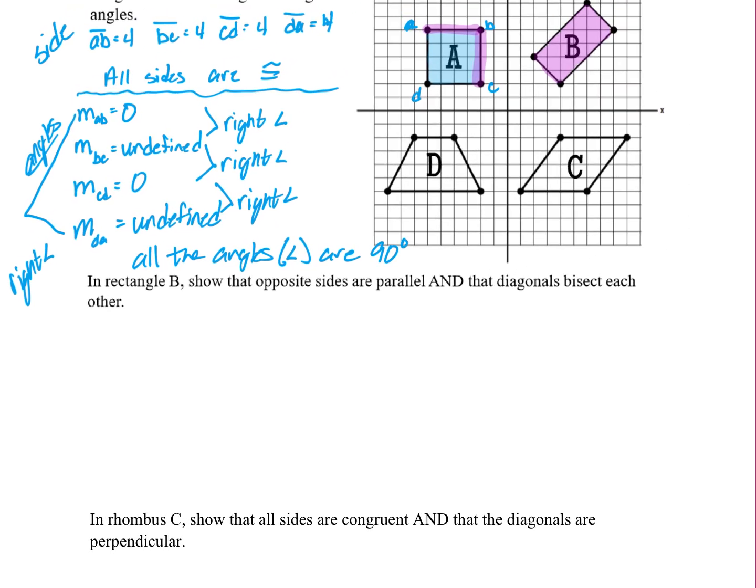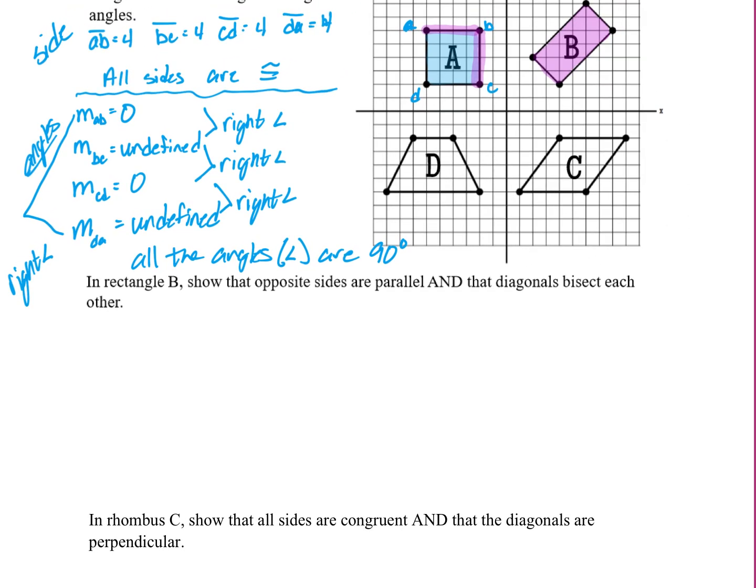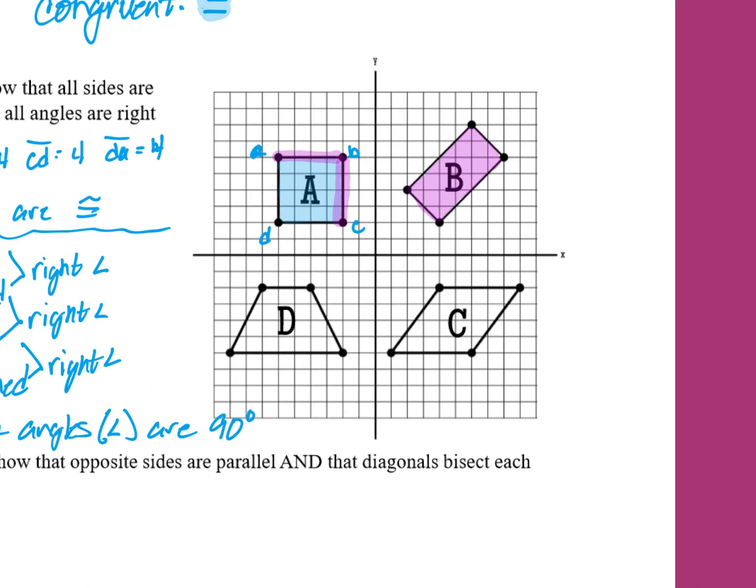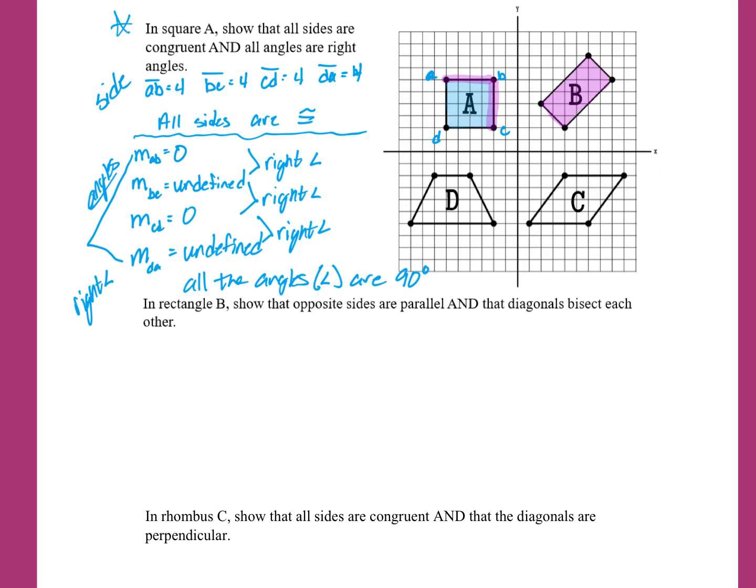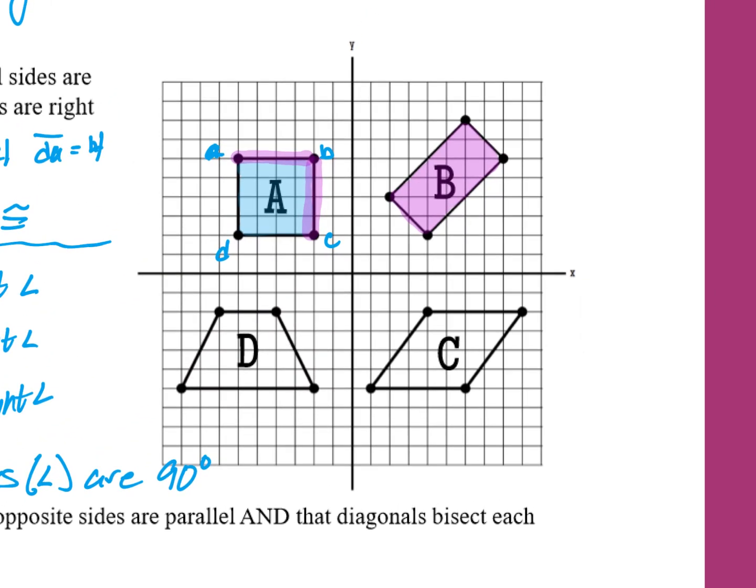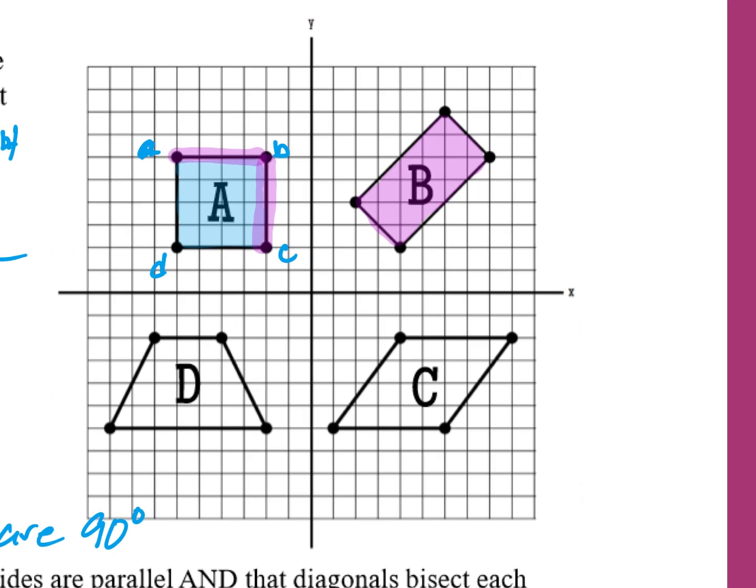Okay, so in rectangle B, show that they're parallel. So how do I show that? I want to show that they're parallel. So in order to do that, I'm going to label them again, A, B, C, D. Are you guys okay with that? I'm going to label them A, B, C, and D, just so we know which sides we're talking about. Does that make sense? So I need to show that sides are parallel.